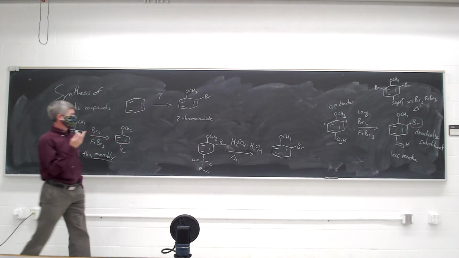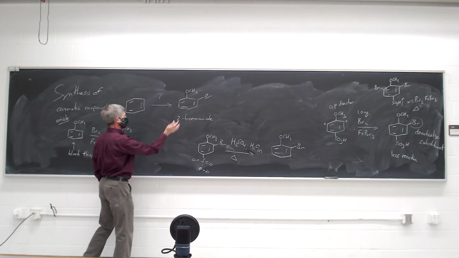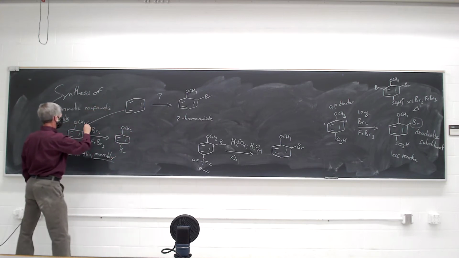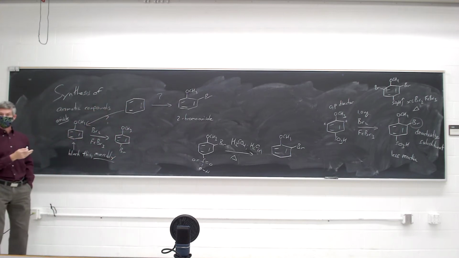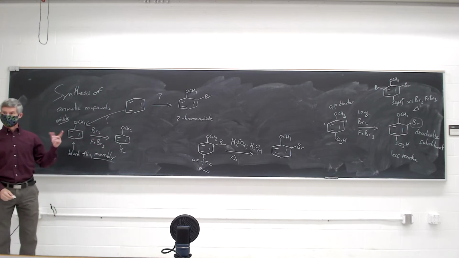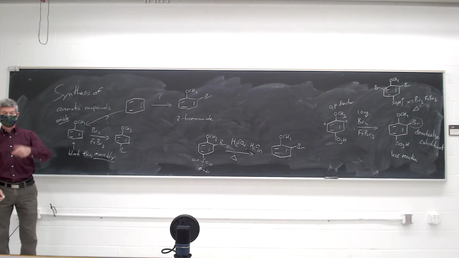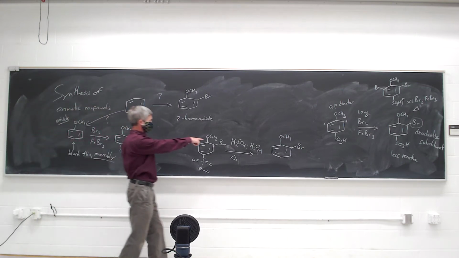So we've actually just changed the problem, right? From how to make 2-bromoanisole to how to make anisole in the first place. Once we have anisole, we know that we can put this bromine in the 2 position by blocking the 4 position, brominating, and then unblocking. What's the mechanism for this reaction?